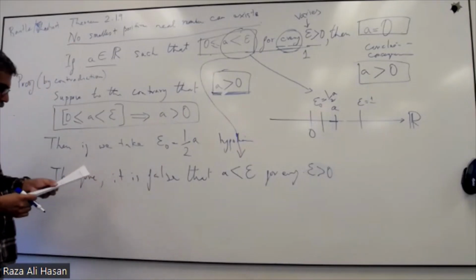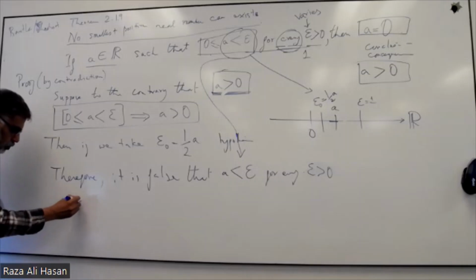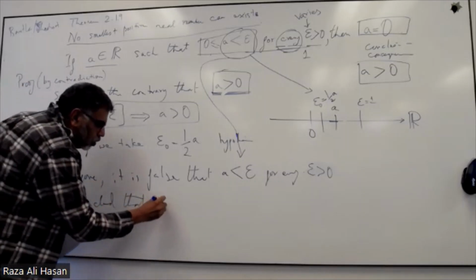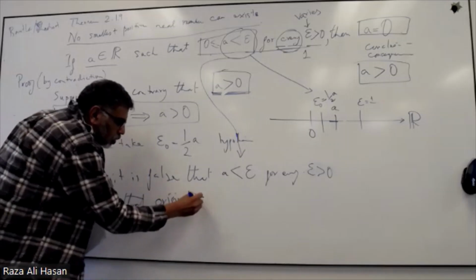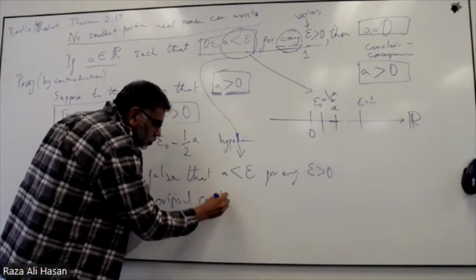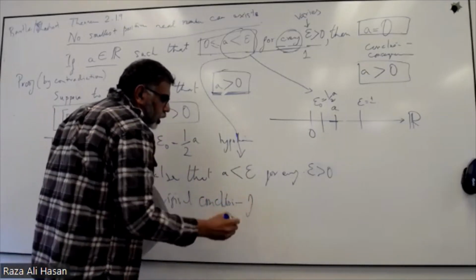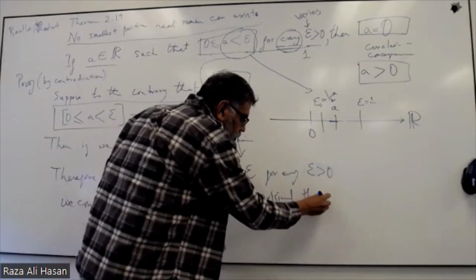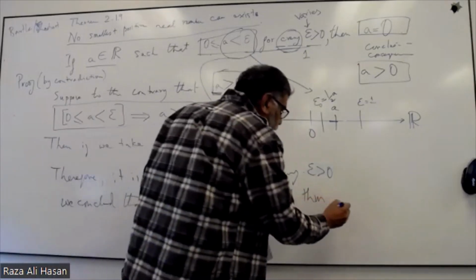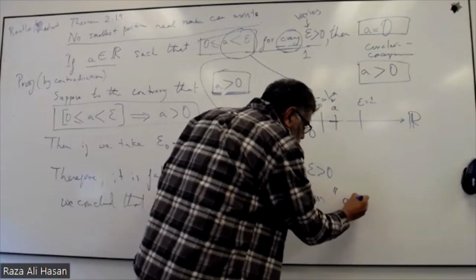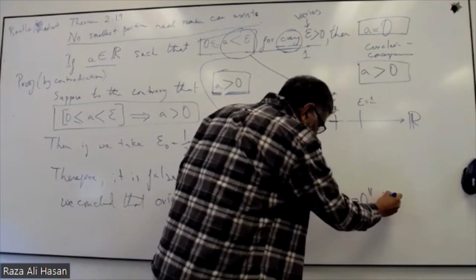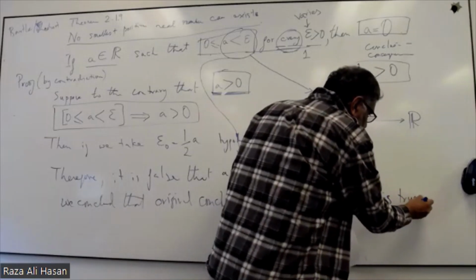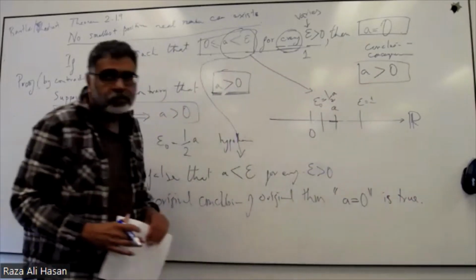Okay, and we conclude that the conclusion of the original theorem, and that conclusion was A equals 0, is true, or was always true.